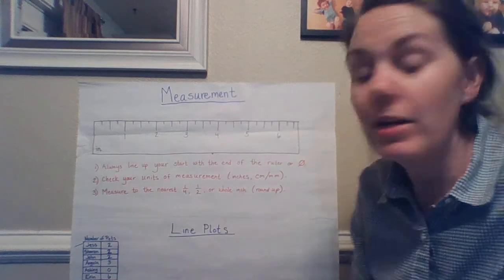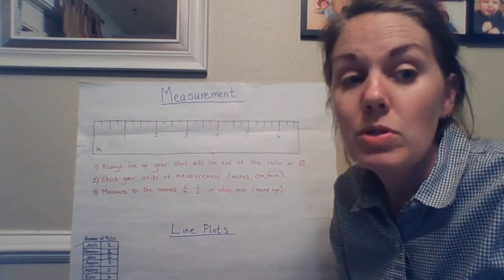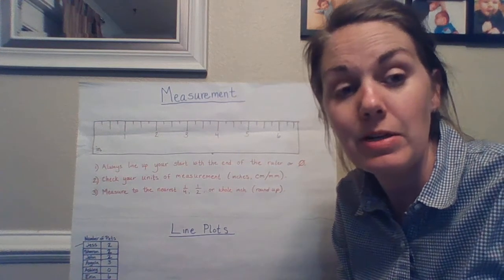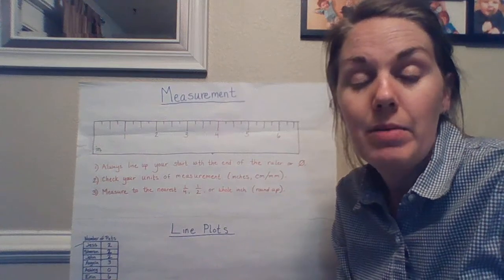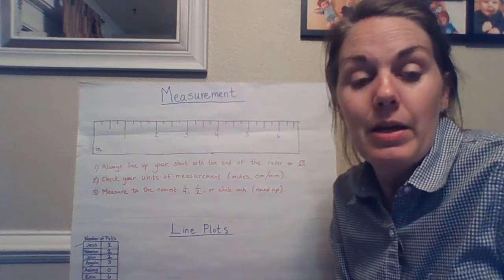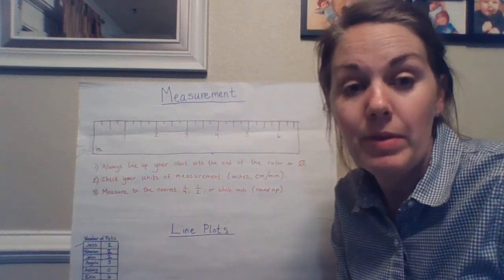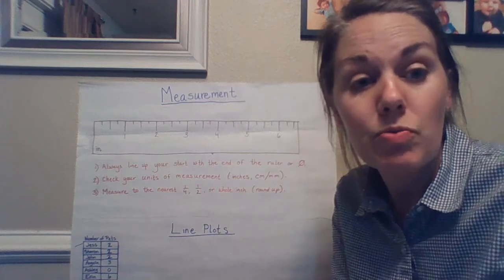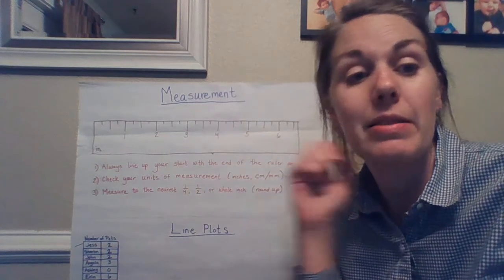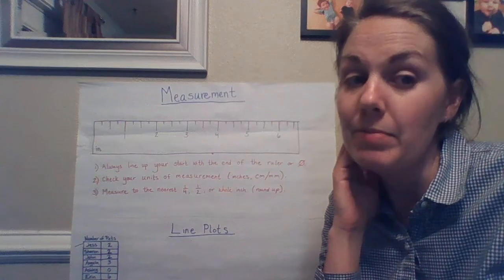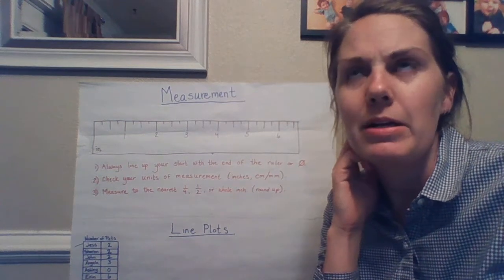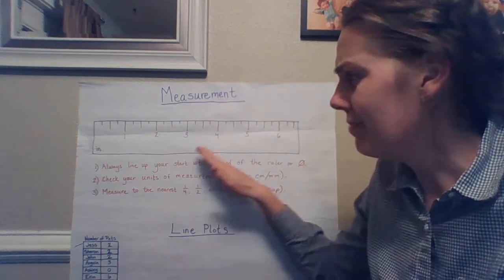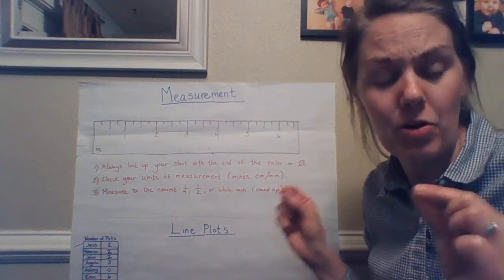Number 2 says check your units of measurement. So most rulers have two sides. They'll have a side marked with standard units, and they'll have a side marked with metric units. My ruler here is just in inches, but most rulers have one side that has inches, and then the other side will have either centimeters or millimeters, not meters. So you want to make sure that you are using the correct side.